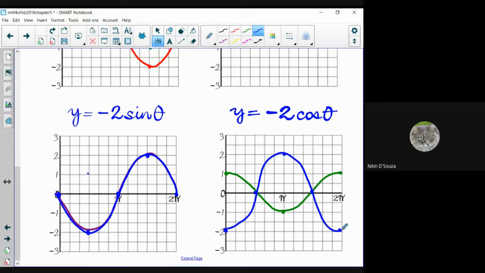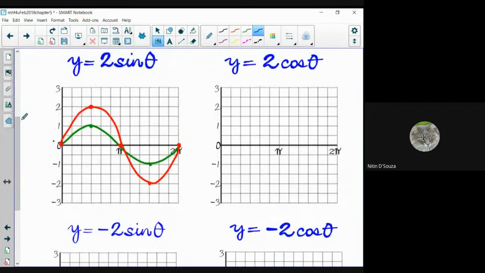Okay, let's do the difficult one. So here's my cosine. I'm going to multiply all my key y values by 2. 1 times 2, 0 times 2, -1 times 2, 0 times 2, 1 times 2.